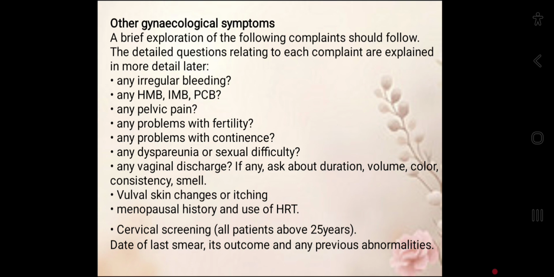Ask about any fertility problems or induced pregnancies, any problem with continence, urine incontinence, or fecal incontinence. Any dyspareunia or sexual difficulty, any vaginal discharge, as we say, we'll ask about duration, volume, color, consistency, and smell. Vulvar skin change or itching, menopausal history if menopausal, and ask about HRT use.